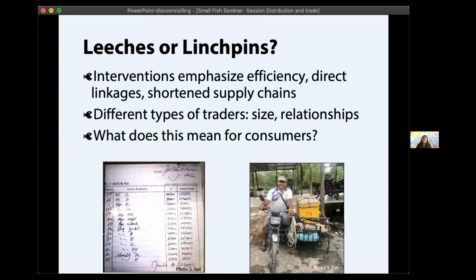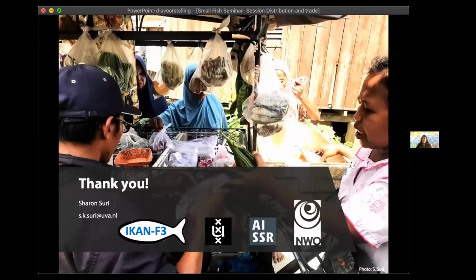There are many consumers who will never be directly linked to fish producers and are as such reliant upon these intermediaries. Next slide. My take-home message is this: interventions need to reflect on the diversity of consumers and the range of distribution channels and supply chain actors to reach them. Supporting traders can support stable consumer access as well. Thank you.